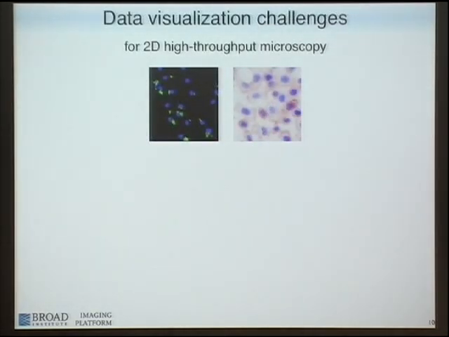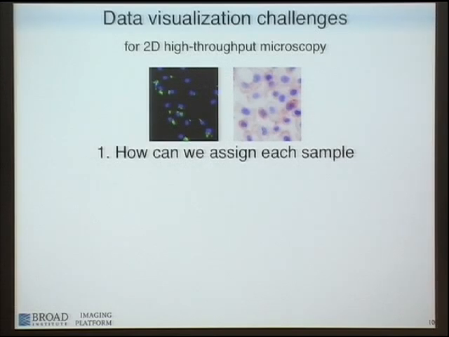And so I want to cover 3 points in the talk today, data visualization challenges that are remaining in this field. Number one, how do we assign each sample a numerical score? In the case on the left, it's quite straightforward. In the case on the right, it's a bit more challenging.